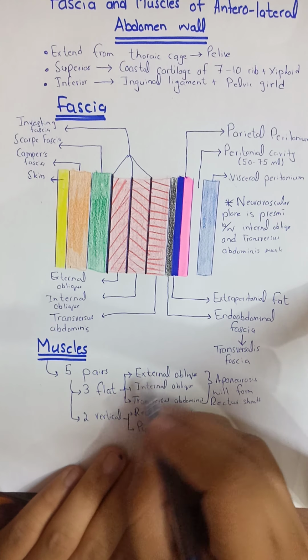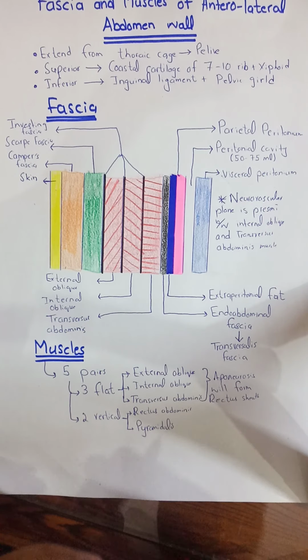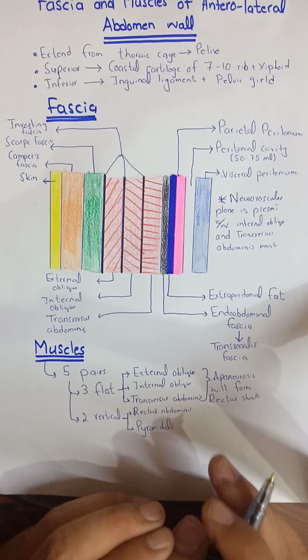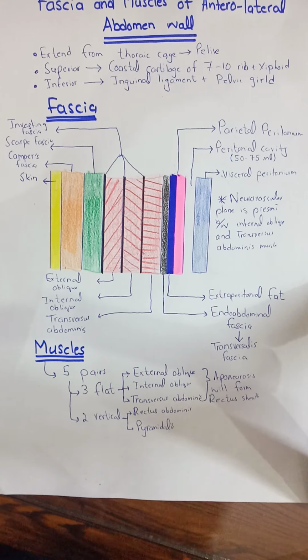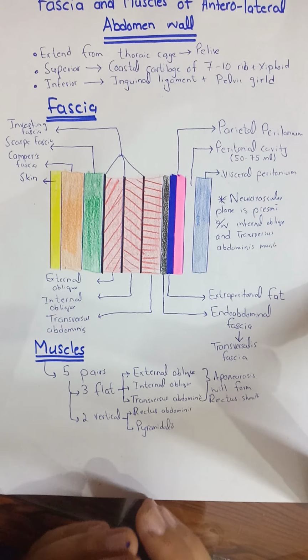The aponeurosis of all these three muscles combines in the anterior lateral abdominal wall to form the rectus sheath. We will see this rectus sheath in detail in the next lectures, and you can see the origin and insertion of all these muscles in your books. So these were the important points regarding these muscles and the fascia.